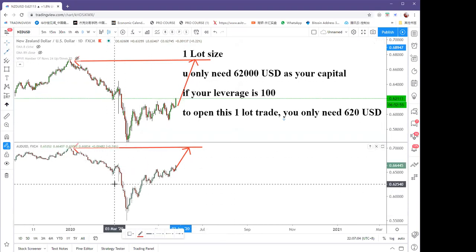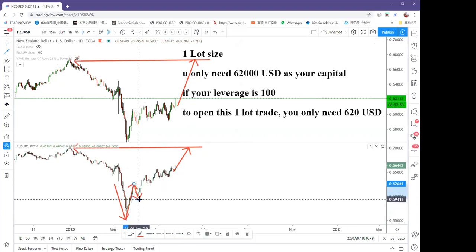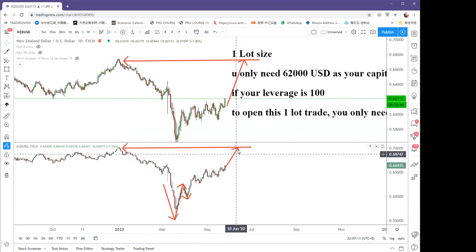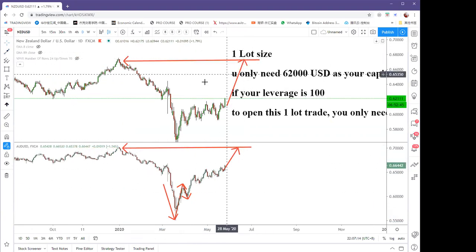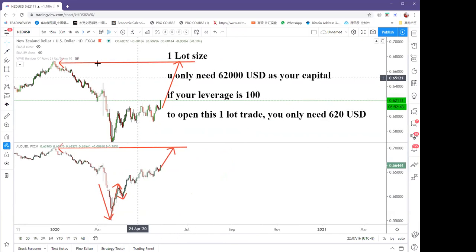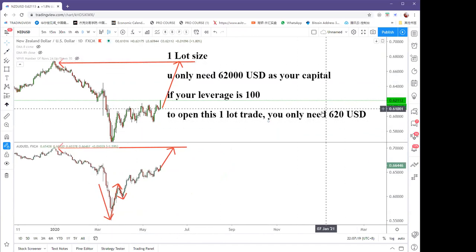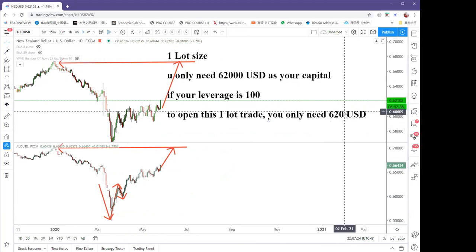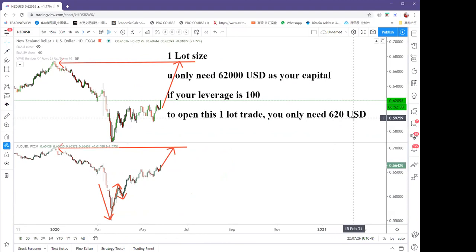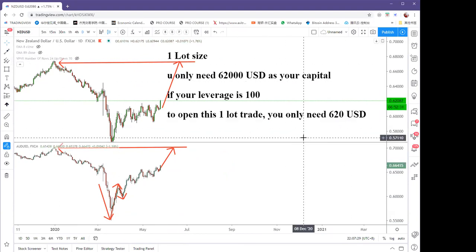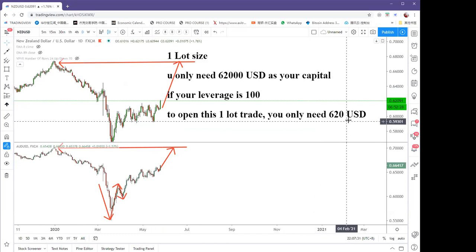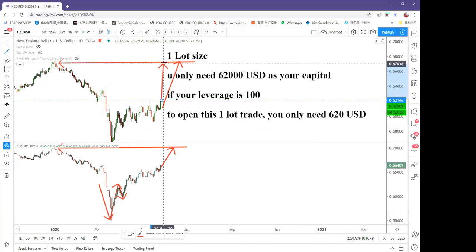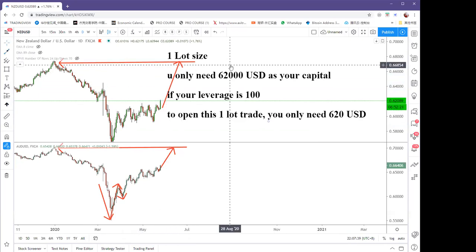Aussie already forms a very nice V shape and keeps bullish momentum to the previous high. So if the Aussie goes up, the Kiwi will definitely catch up. And the good thing is you need very, very little capital to open one lot of Kiwi dollar. You only need $620. But if you trade other pairs like euro or sterling, you need 1,000 as your margin. So if the Kiwi can rally to 0.67, oh my God, that is 500 pips.